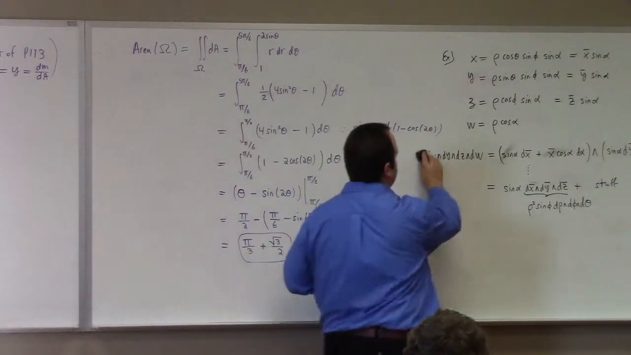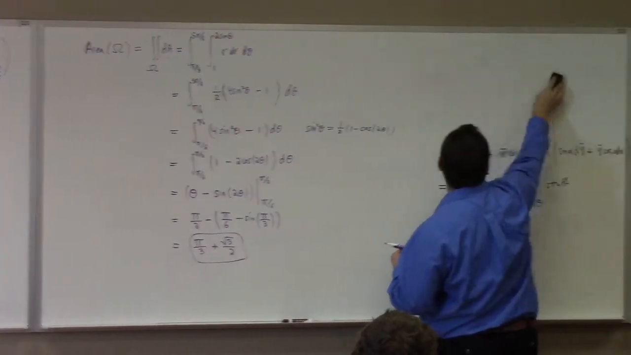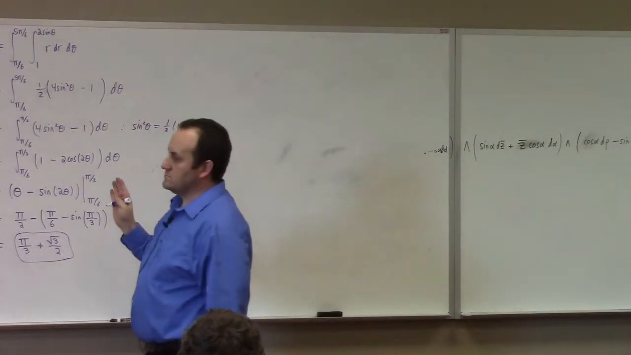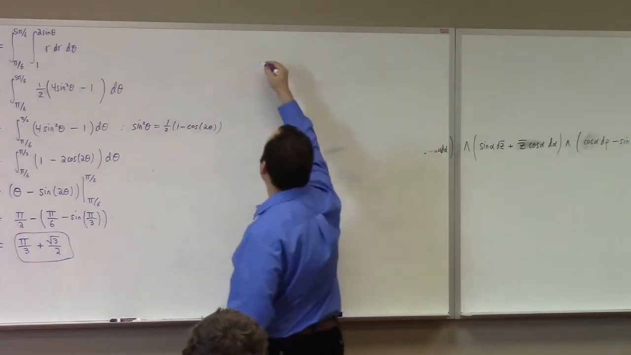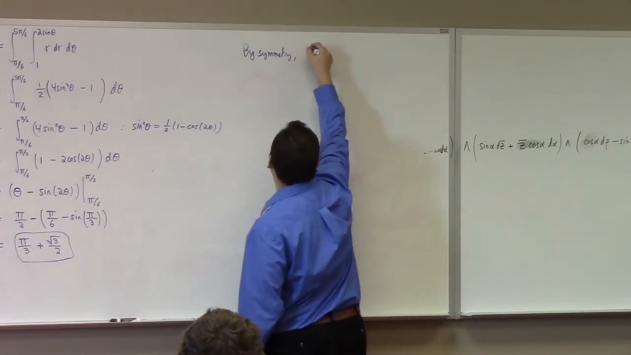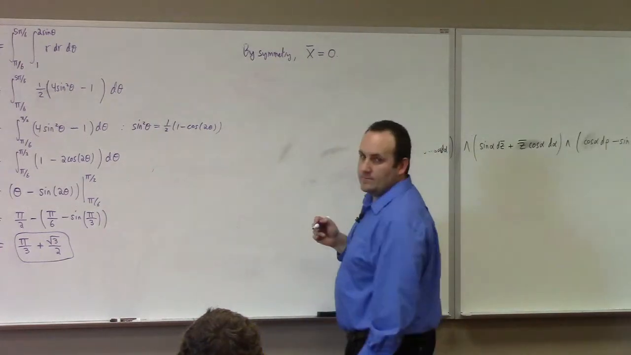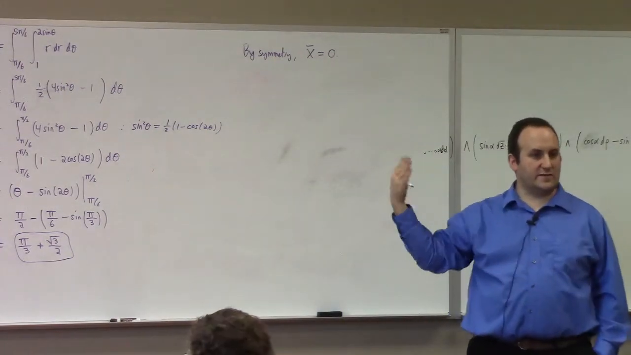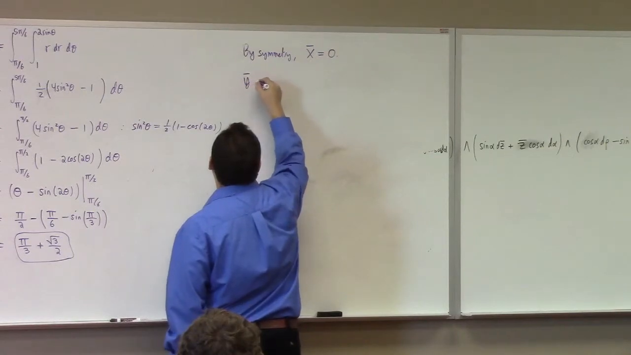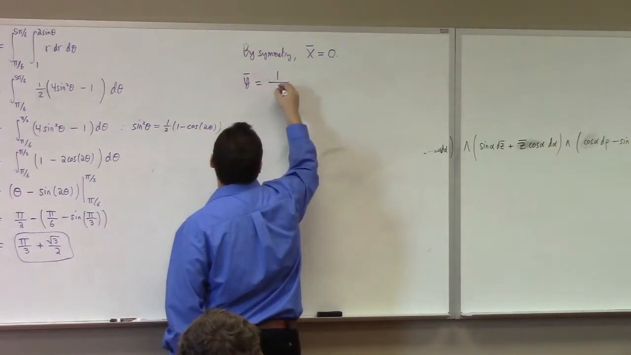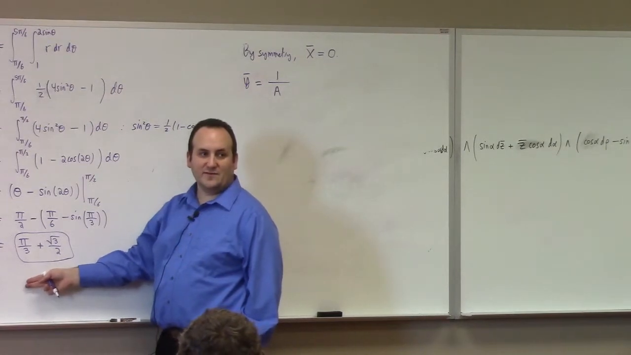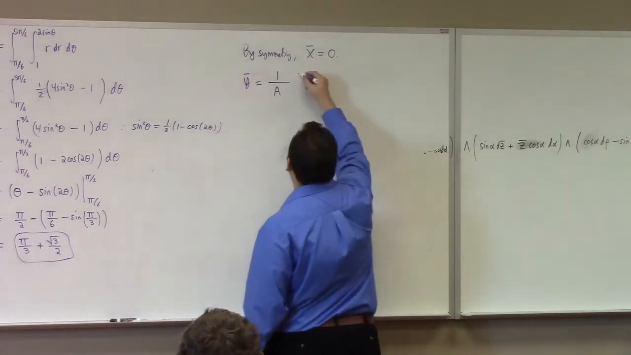Now, by symmetry, the x bar is equal to 0. So the average x over the region is 0. So it remains to calculate the y coordinate for the centroid. So y bar is equal to 1 over the area, which I'll just call a, because I don't want to write this number 30 times. But I don't want to forget it either, so write 1 over a.